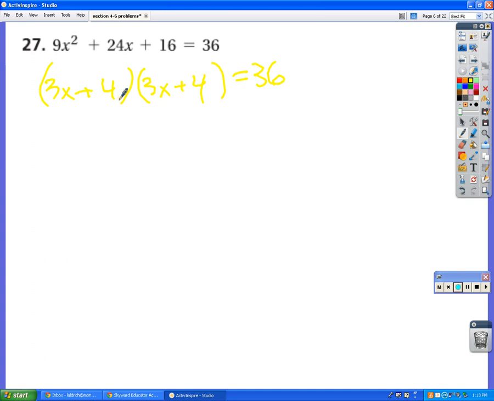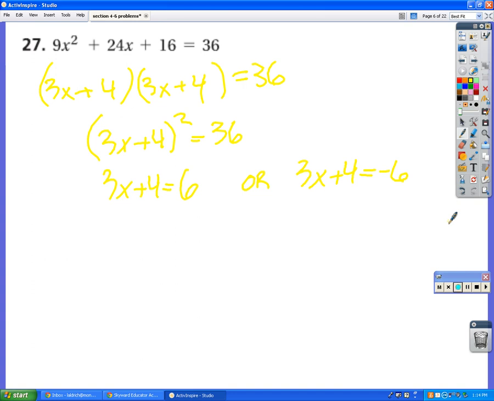Okay, so once again, because those came out to be the same, I can rewrite it as 3x plus 4 squared equals 36. Since I have something squared equals a number, what do we do? Square root both sides. What's the square root of 36? 6, or negative 6. So I get two equations: 3x plus 4 could equal 6, or 3x plus 4 could equal negative 6.